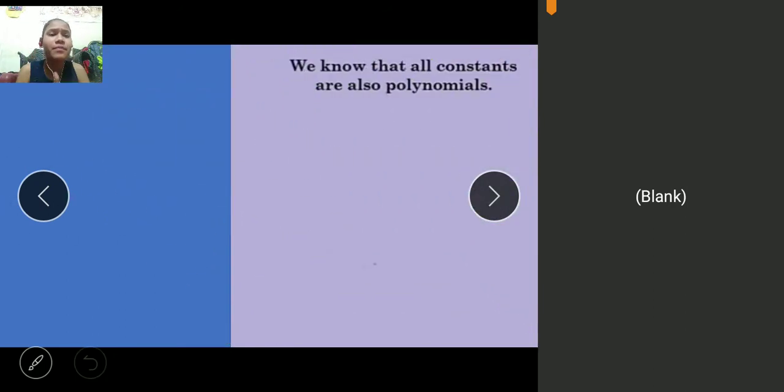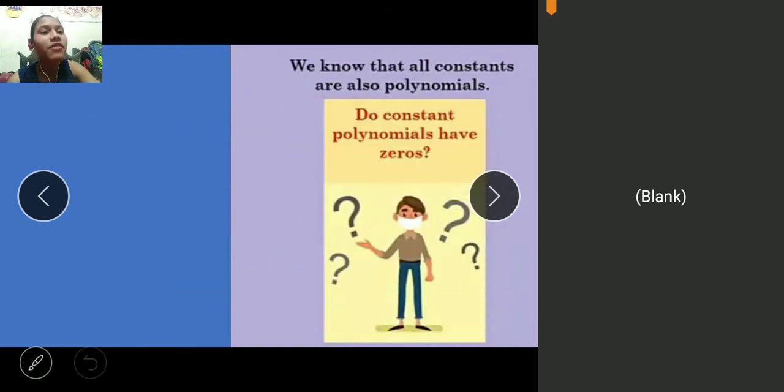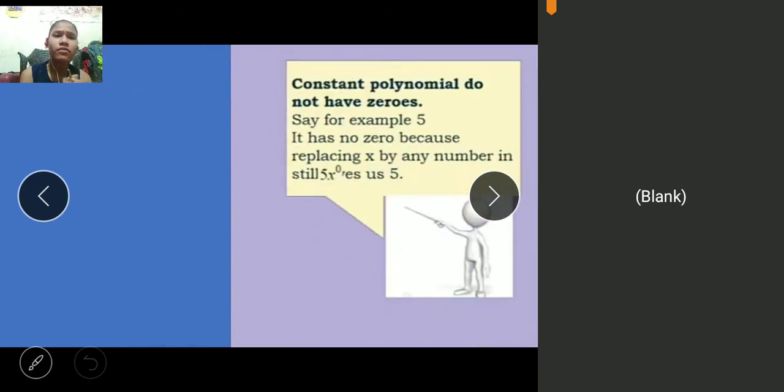We know that all constants are also polynomials. Did you know? I have an example for you. Do constant polynomials have zeros? Give me the answer in the comment box. I want the answer.